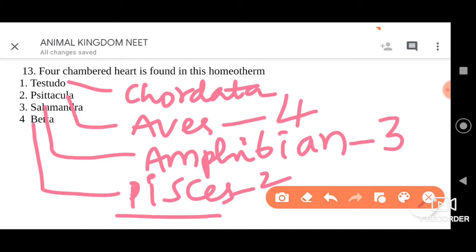Testudo, even though it belongs to the phylum Chordata, does not have it. These are the genus of tortoises, so it does not have a four-chambered heart. The only organism which has a four-chambered heart with two auricles and two ventricles here is option 2, that is Psittacula. Please go for option 2.